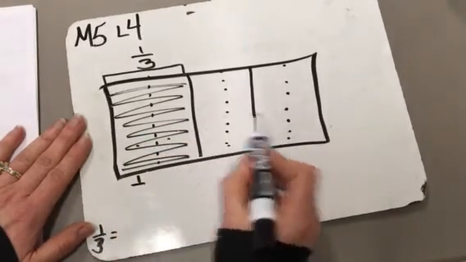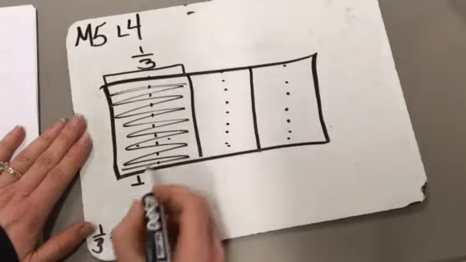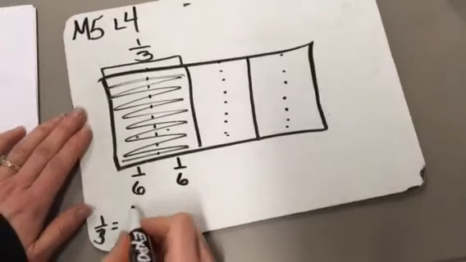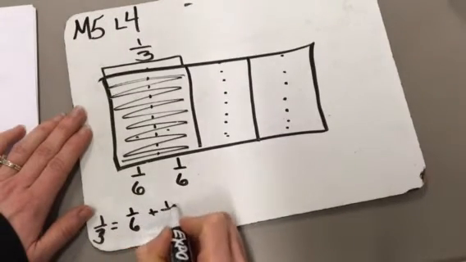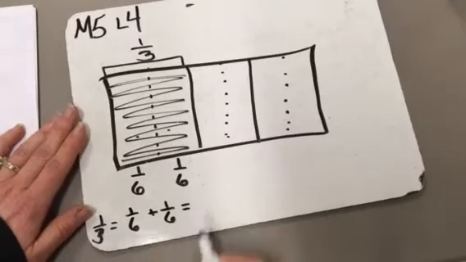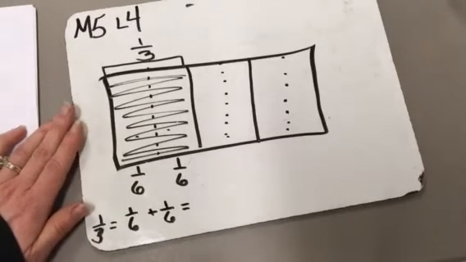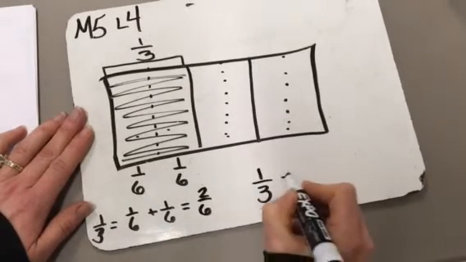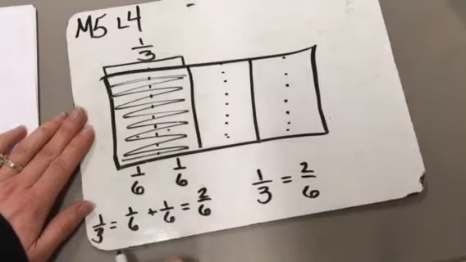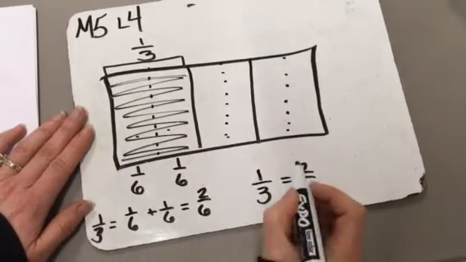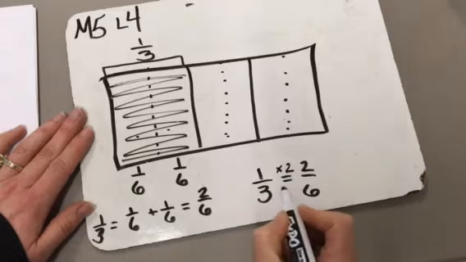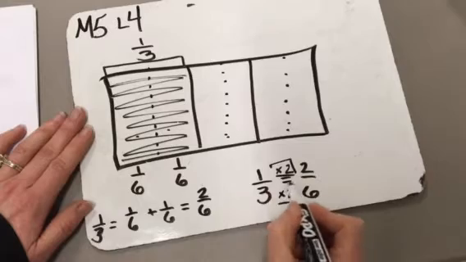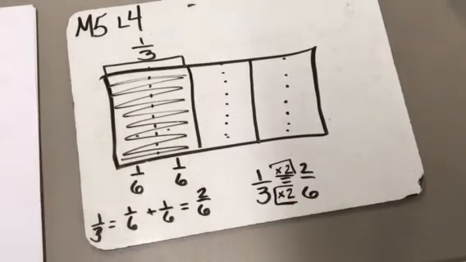1, 2, 3, 4. Ooh, 1, 2, 3, 4, 5, 6. And this piece is also worth 1/6. So 1/3 is the same as 1/6 plus 1/6. Or, hopefully you said 2/6. 1/3 equals 2/6. Just like I showed you before, 1 times 2 is 2, and 3 times 2 is 6. They're multiplied by the same exact number, numerator and denominator.